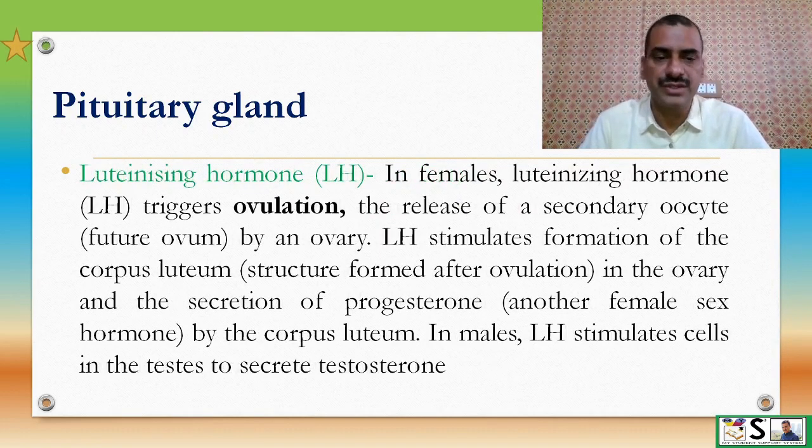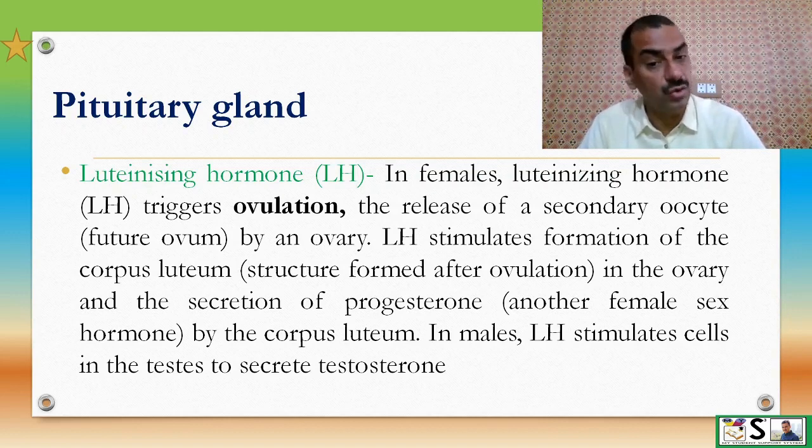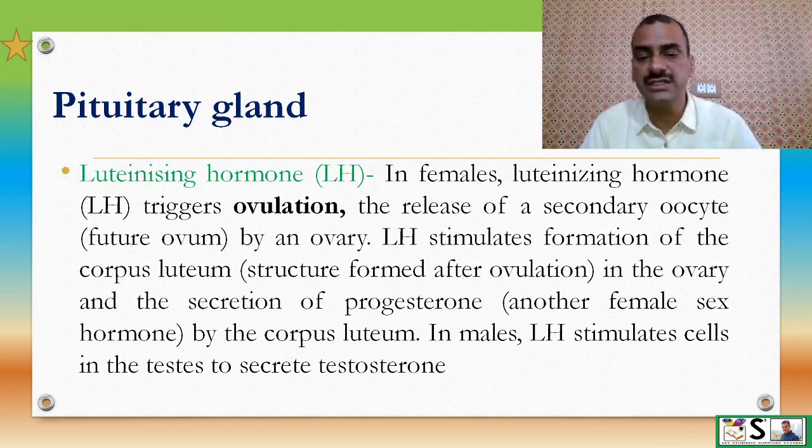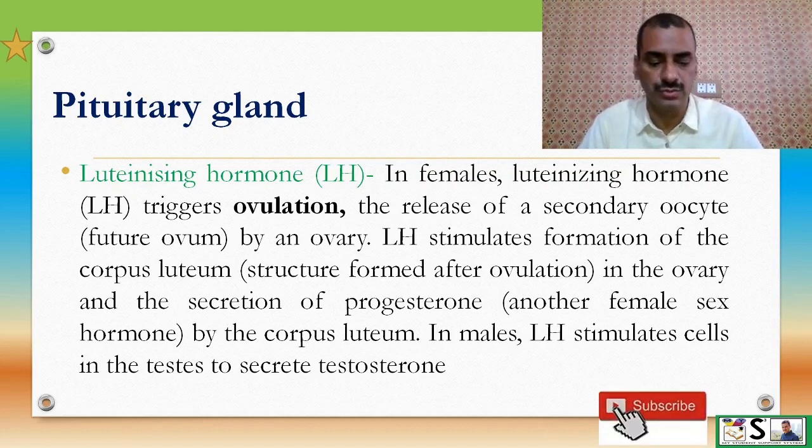Luteinizing hormone. In females, luteinizing hormone triggers ovulation, the release of secondary oocyte by the ovary. LH stimulates formation of the corpus luteum in the ovary and secretion of progesterone by the corpus luteum. In males, LH stimulates cells in the testes to secrete testosterone hormone.